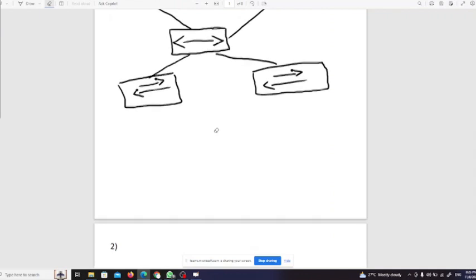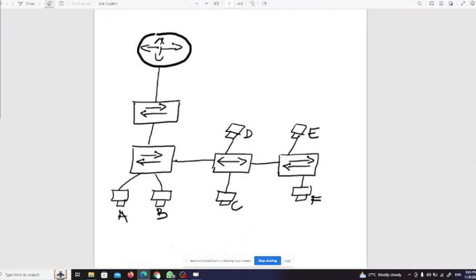Okay, good. So let us move to the next topology. Here, how many collision domains? Now we have a router. So how many collision domains and broadcast domains do we have here?